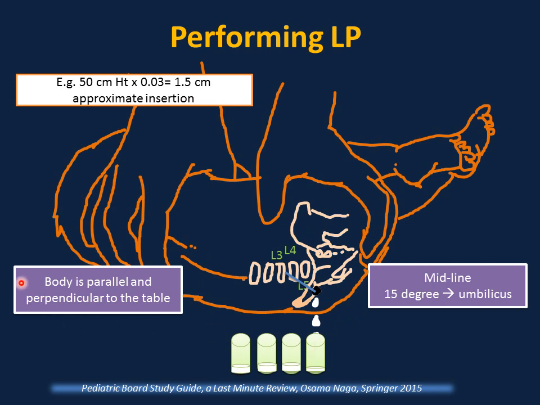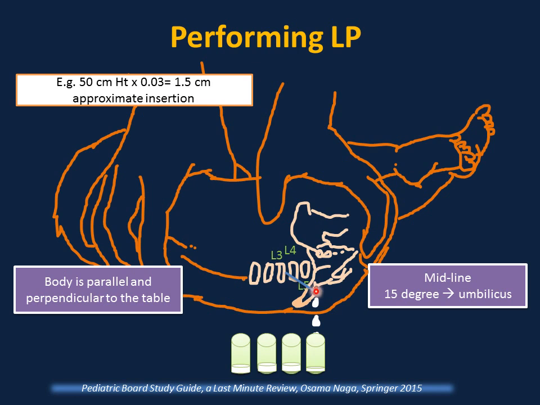Before doing that, confirm that the back is still parallel to the table, with the infant or the child in a good arching position, arching like a cat, or in a fetal position. This will give you a good space between the spines and easier insertion of the needle. Palpate again the superior iliac crest with your index finger, using your thumb to palpate the spinous process, and use your thumb as a guide to direct the needle 15 degrees towards the umbilicus, and insert the needle exactly in the midline.